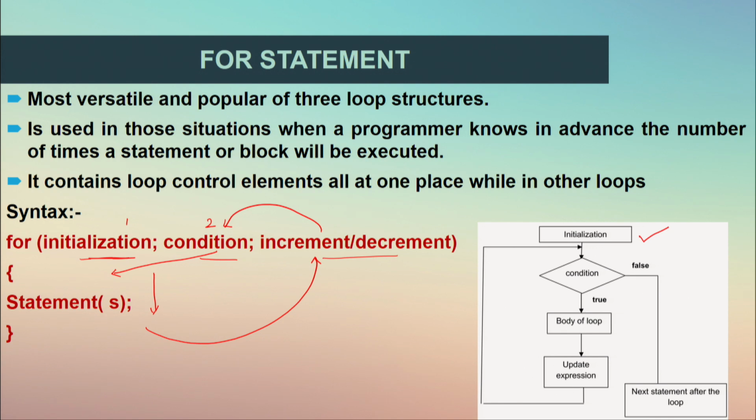And one important thing with respect to the for loop is that the for loop is executed for a known number of times. It means that if we know the number of times the repetition has to be done in advance, then we can make use of the for loop, because in the condition itself we will have to clearly state what is the criteria for terminating the loop.